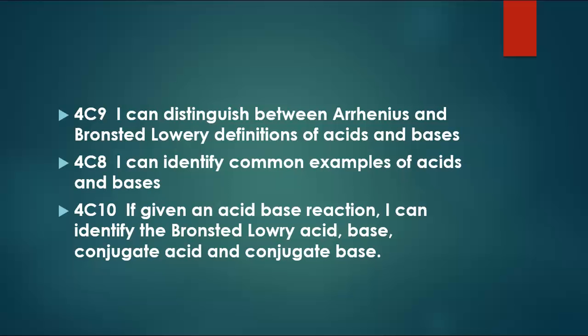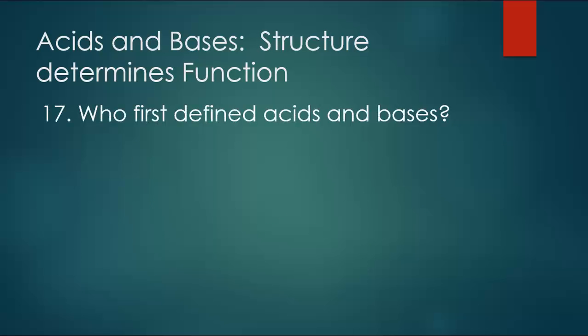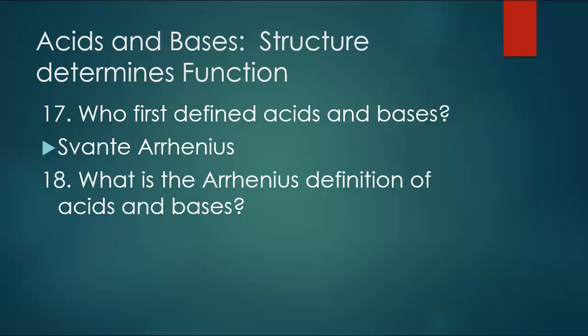I can distinguish between Arrhenius and Bronsted-Lowry definitions of acids and bases. I can identify common examples of acids and bases. If given an acid-base reaction, I can identify Bronsted-Lowry acid-base, conjugate acid-base particles. We'll see. All that will make sense to you here in a little while. Who first defined acids and bases? Svante Arrhenius.